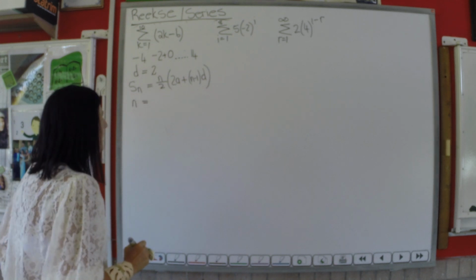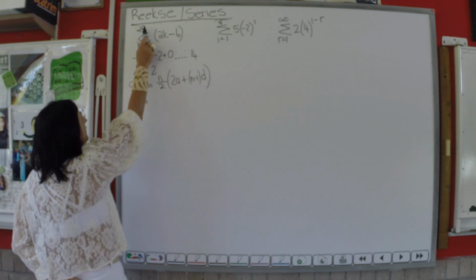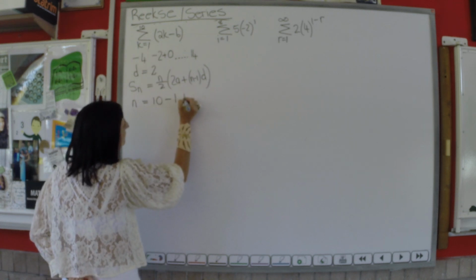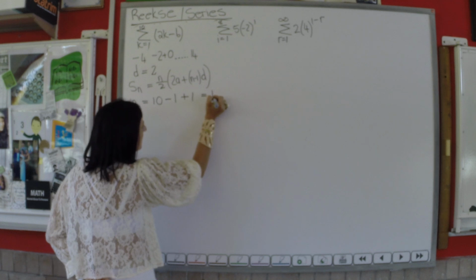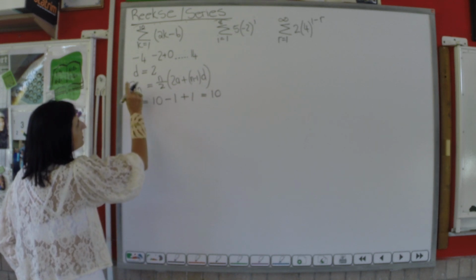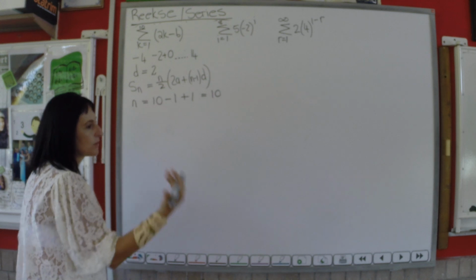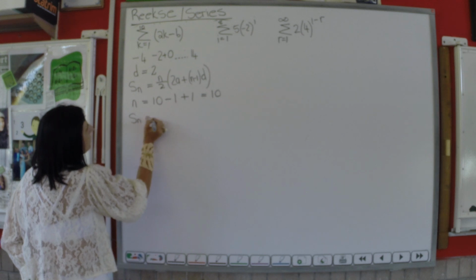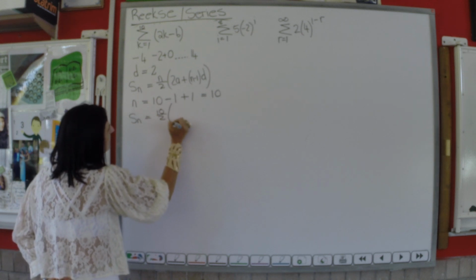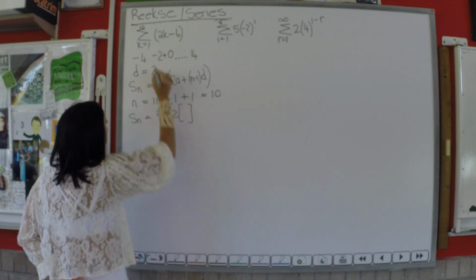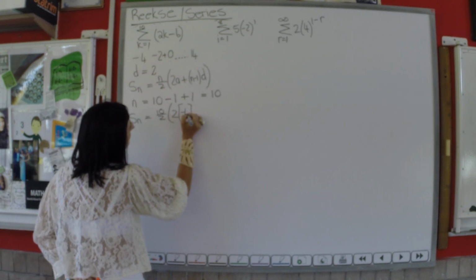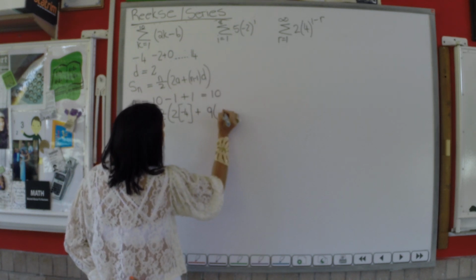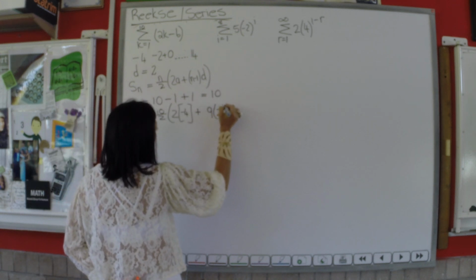Juffrou het vir julle gesê, dis baie maklik om vir n uit te werk. Jy vat die boonste getalletjie minus die onderste getalletjie plus 1. That gives us 10. So now we've got n, we've got d, we've got a, the first term, so we can get the sum of. So ons gaan sê, som van is 10 gedeeld deur 2, substitute the first term, that's going to be minus 4, plus n minus 1 gives me 9, and d I've worked out as 2.